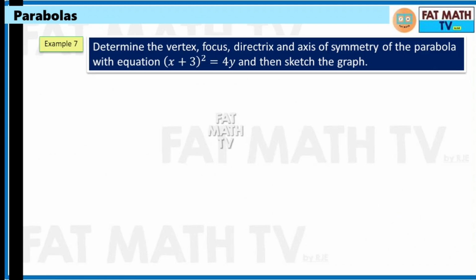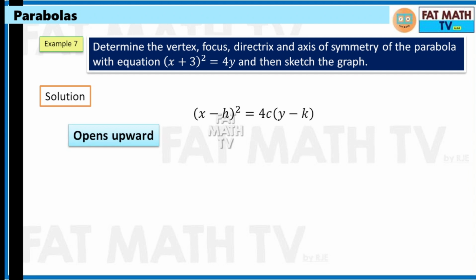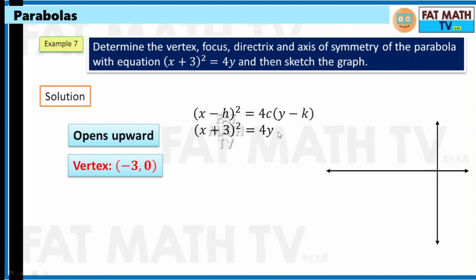Another example. Determine the vertex, focus, directrix, and axis of symmetry of the parabola with equation (x + 3)^2 = 4y. This time x is squared and the right side is positive. So the parabola opens upward with vertex at (-3, 0). Negative 3 is the h, and the k is 0 because there's nothing here.